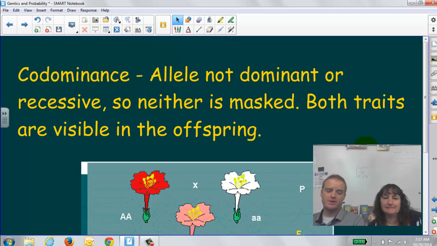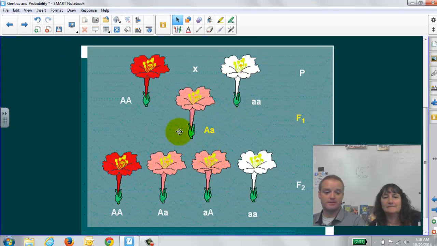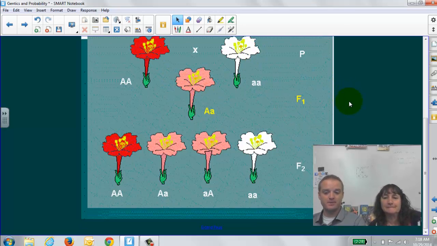And the other idea, actually someone brought this up in class the other day, is the idea of codominance. This is when alleles are not dominant or recessive, so neither is masked, and both traits are visible in the offspring. So you're getting different dominant alleles from each parent, and both traits come out. Here we have a picture of a red flower, dominant. The white flower is also dominant. So when they're crossed, we actually get a chance of more of a pink flower, because the combination of red and white together make pink.